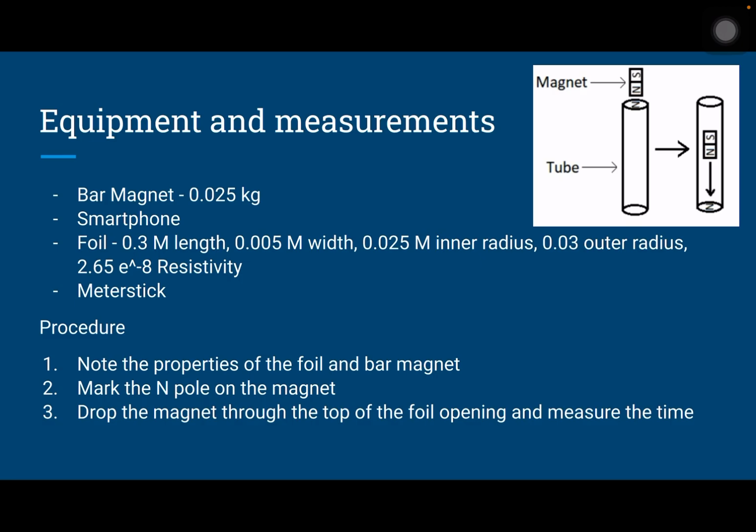The equipment we use is a bar magnet, smartphone, and foil, which is 0.3 meters in length, 0.005 meters in width, and 0.025 meters in inner radius, and the outer radius is 0.03. It has a resistivity of 2.65e-8. We also need a meter stick.